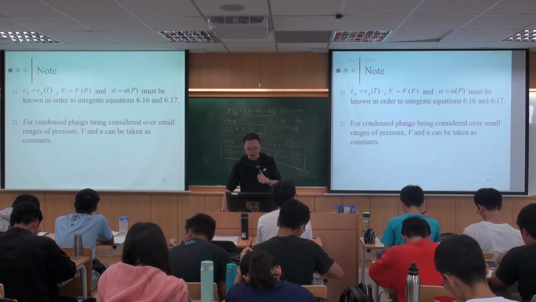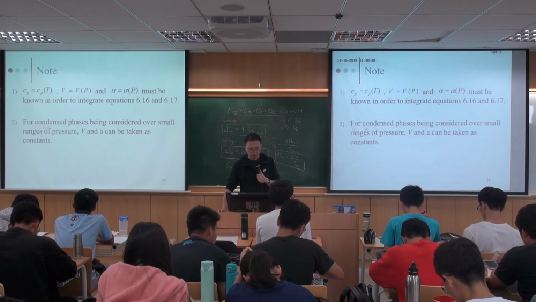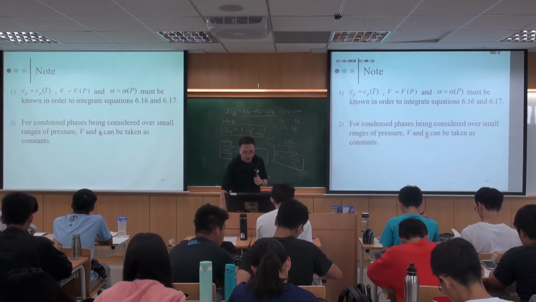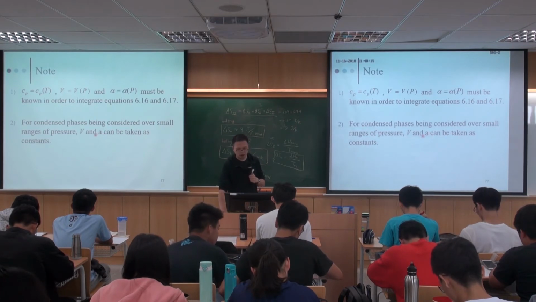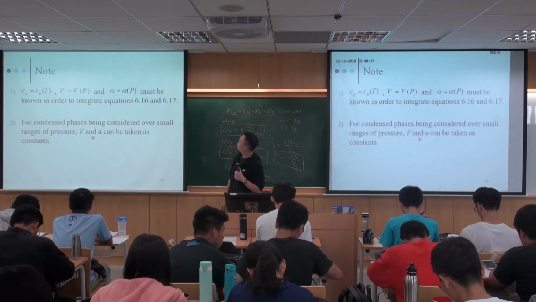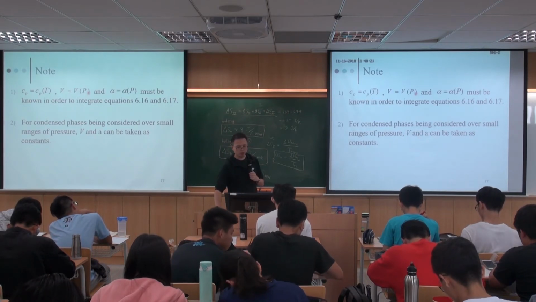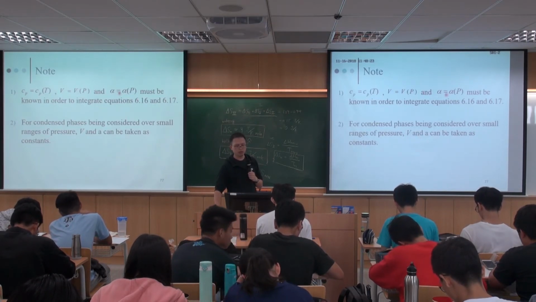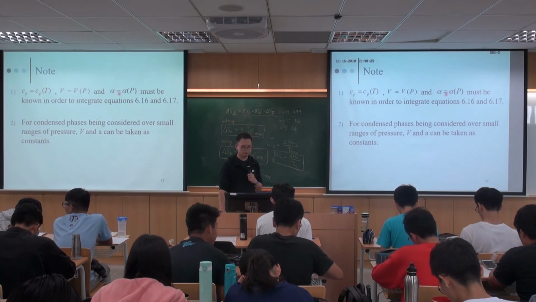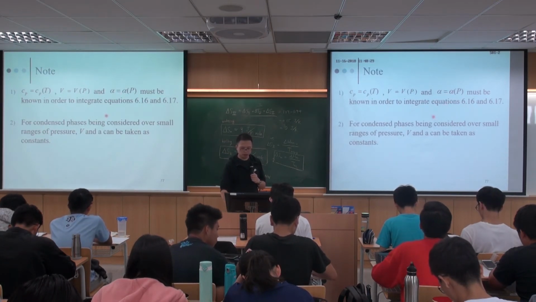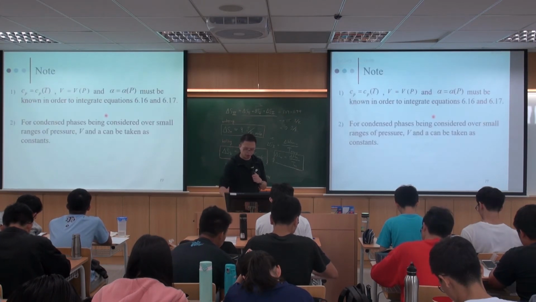So for a condensed phase being considered over small ranges of pressure, typically volume V and this alpha can be taken as constants. In a small range of pressure, these are fairly constant, so you don't have to worry about that. Okay, so that's probably the end of the textbook section.